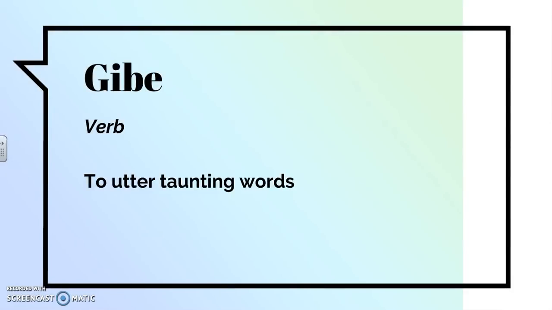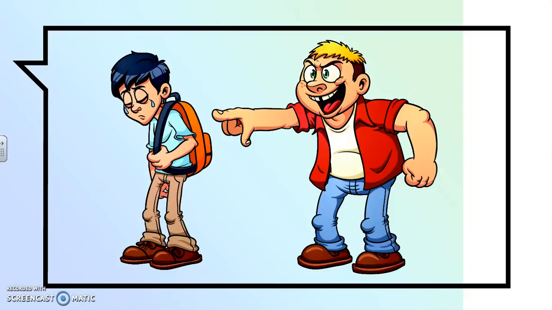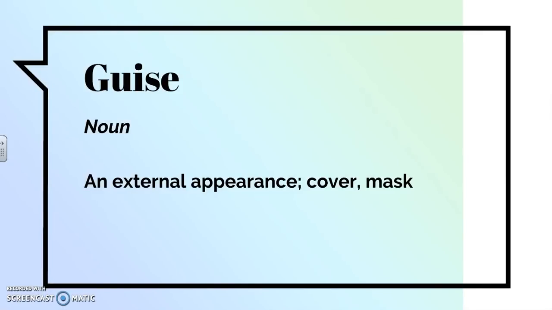Next, jibe. Jibe is a verb, and it means to utter taunting words. Here's a classic example of the school bully jibing this student. He is taunting him with words. Next word, guise. Guise is a noun, and it means an external appearance, cover, or mask. You might recognize it from the word disguise.